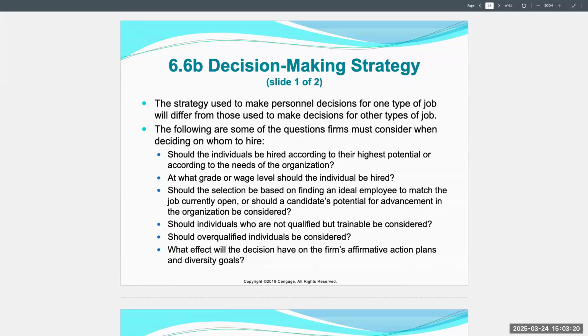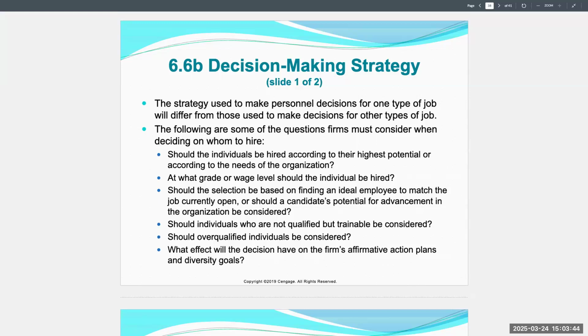When organizations move to the decision-making phase, they must acknowledge that no one-size-fits-all approach exists. The approach used to select a research scientist, for example, may not be suitable for hiring a customer service representative. They have to have different processes.